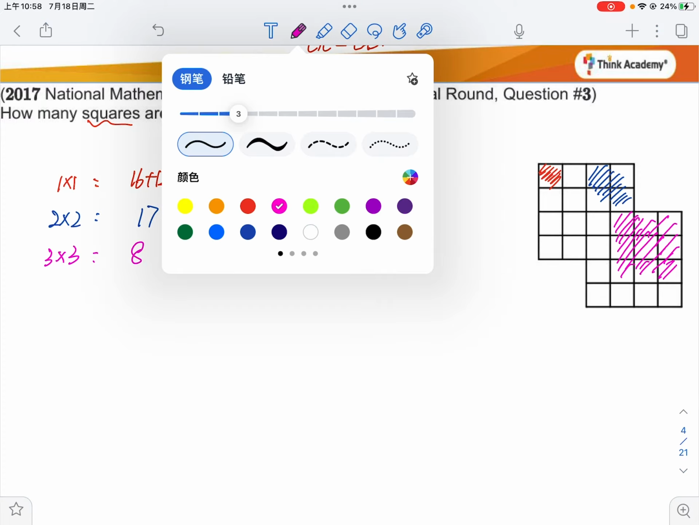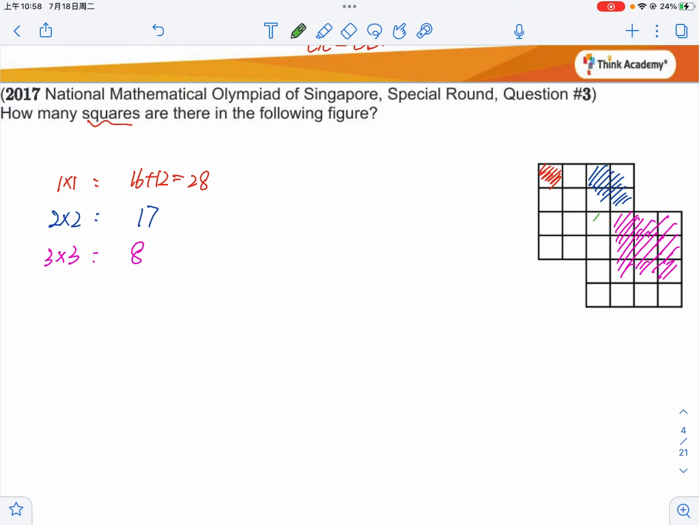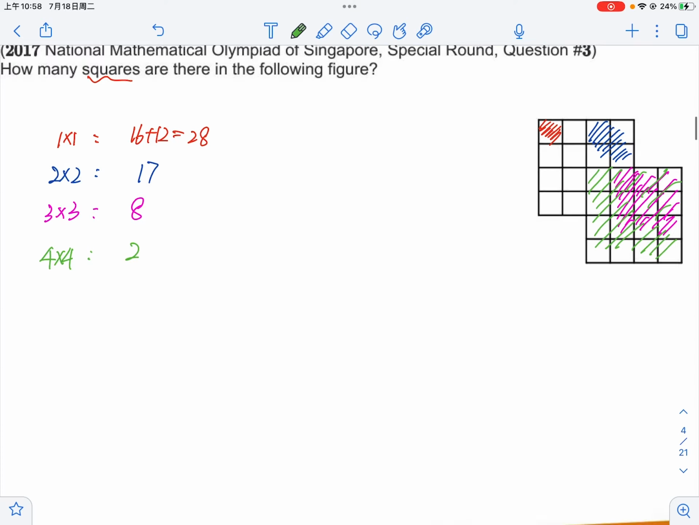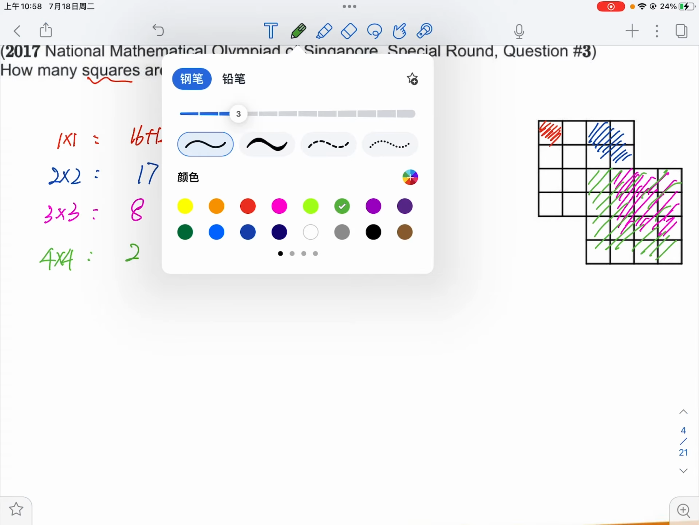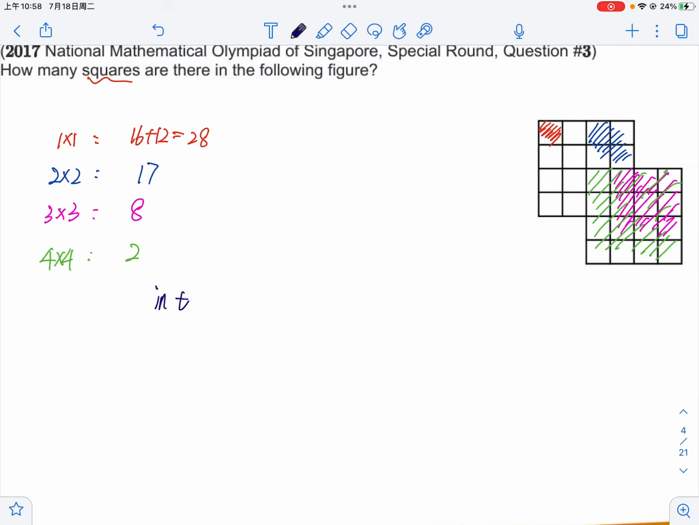The last one, also the biggest one, is 4 times 4. Just the 2, right? 4 times 4, 2 triangle, 2 squares. So we can write down here in total how many? 28 plus 17 plus 8 plus 2 equals 55. Okay, that's the answer.